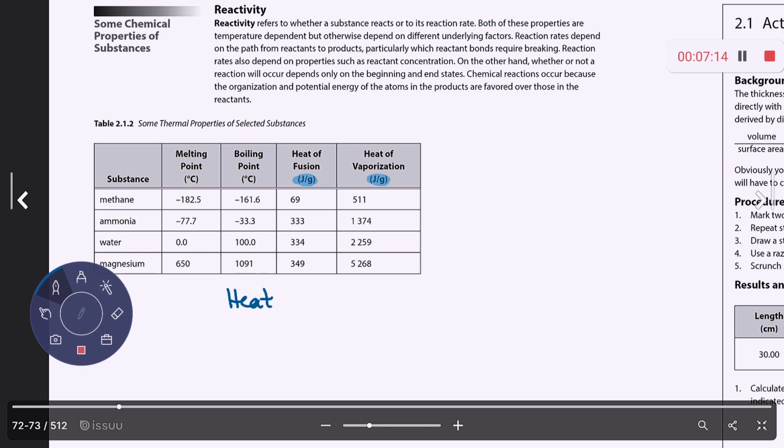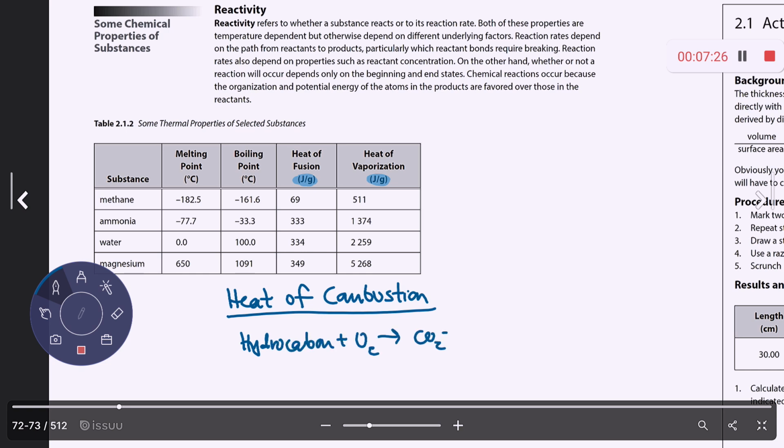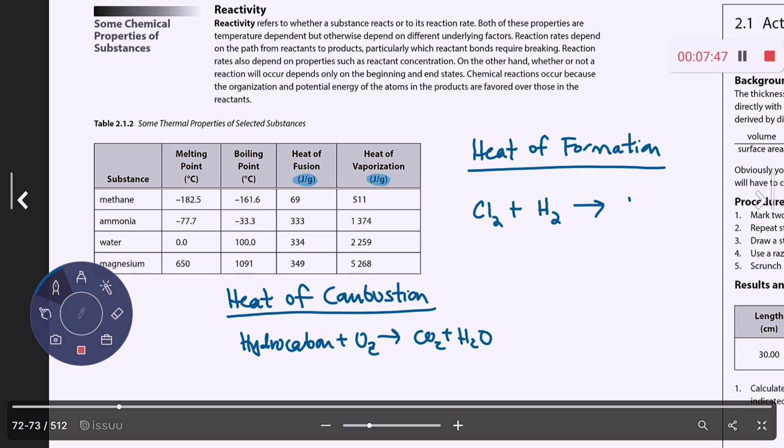Okay. Heat of combustion is just if you are combusting something, which means you have, let's say, a hydrocarbon reacting with oxygen to produce carbon dioxide and water. That's when you would have the heat of combustion applied. Okay, what was the other one? Formation. Heat of formation is when you have pure elements combining to form a compound. So if I have like chlorine gas, just pure chlorine, combining with pure hydrogen gas to make hydrogen chloride, that would be considered the heat of formation. So they have to be pure reactants for that to apply.